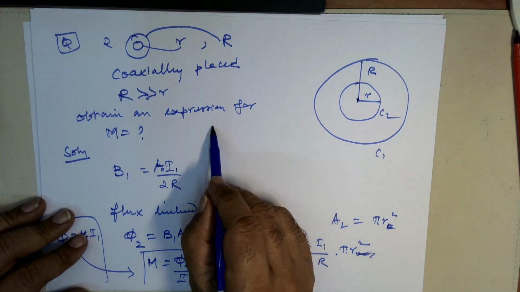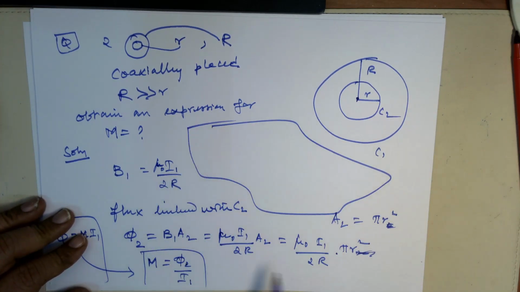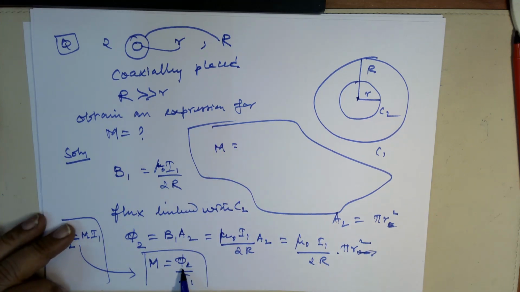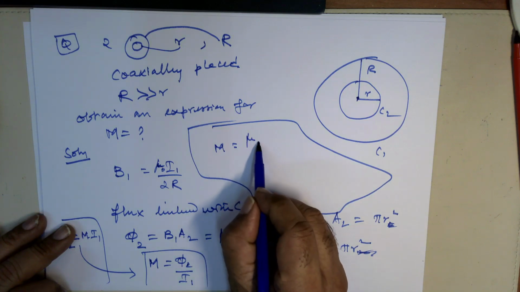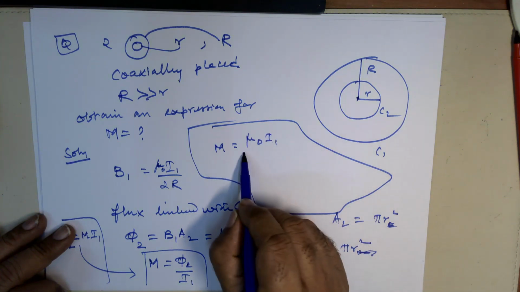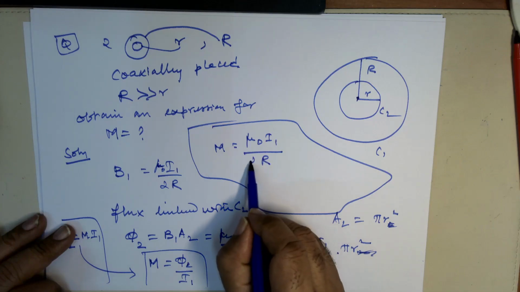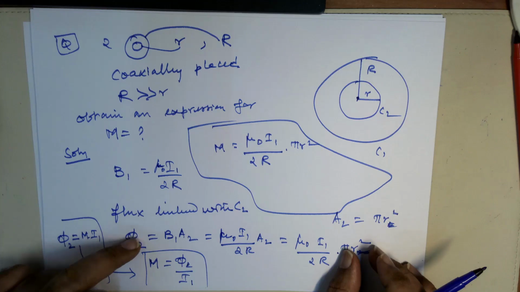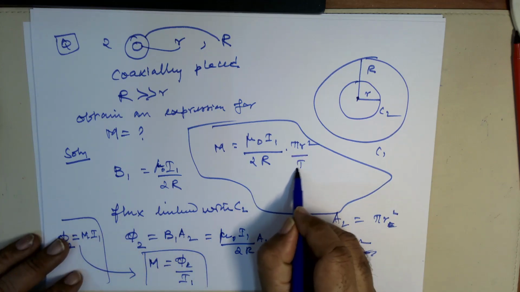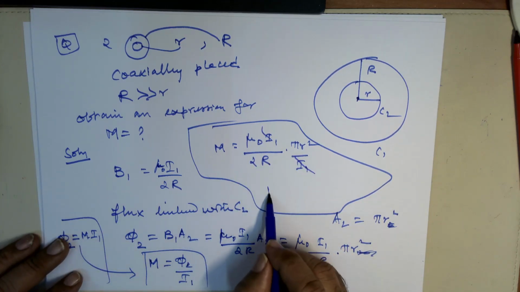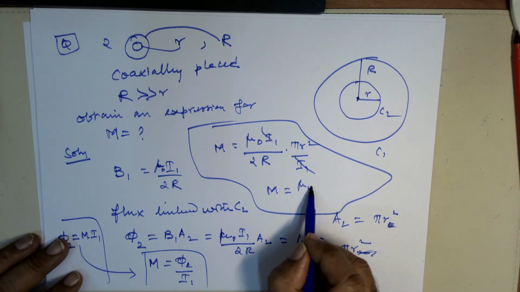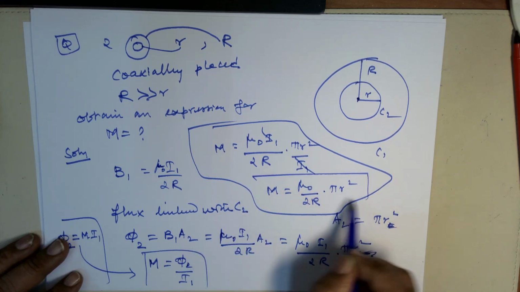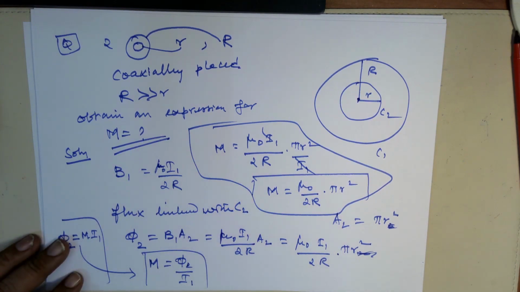So it becomes M is equal to, instead of phi 2, you can write mu naught I1 divided by 2R into pi r square. I have completely written phi 2 divided by I1, so the I1 can be cancelled. Therefore, M is equal to mu naught divided by 2R into pi r square. So this is the expression they wanted.